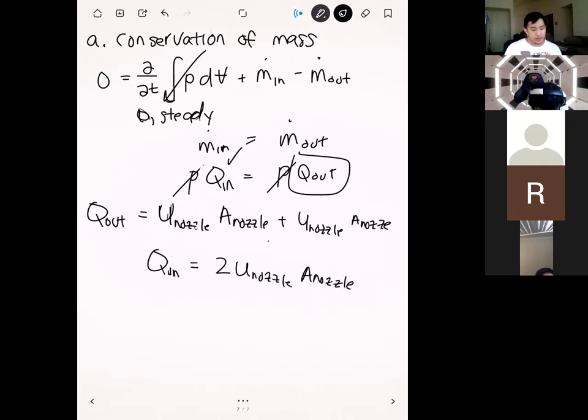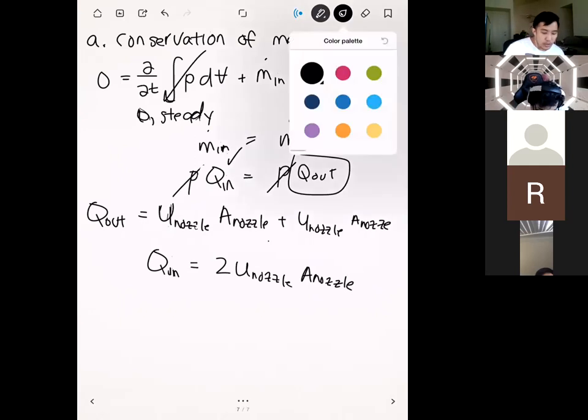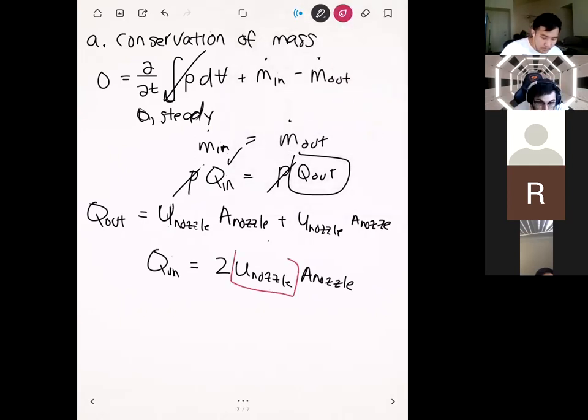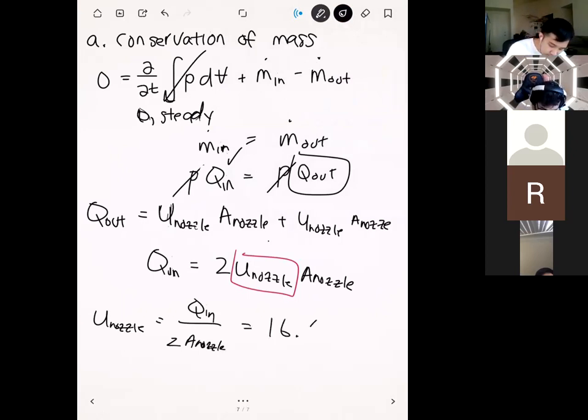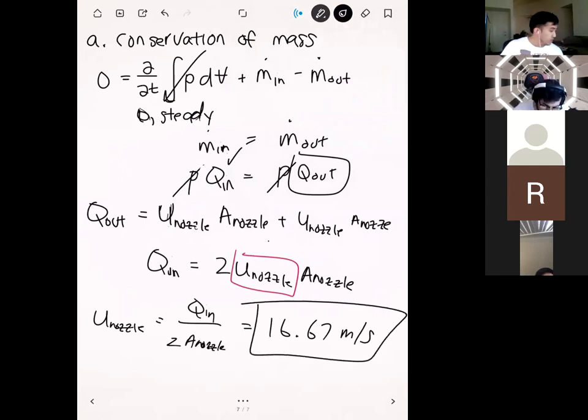Okay. And so the only unknown here is U nozzle. Okay. So let's go ahead and solve for that. And so we can say that U nozzle, or U out, is equal to Q in divided by 2A nozzle. Okay. If you plug in the numbers, this is equal to 16.67 meters per second. Okay. All right.